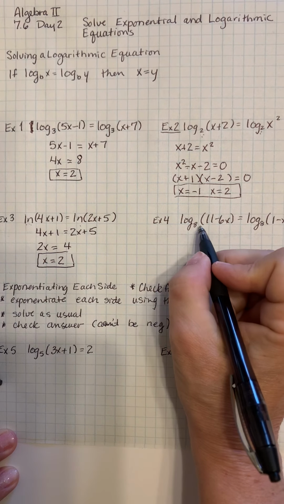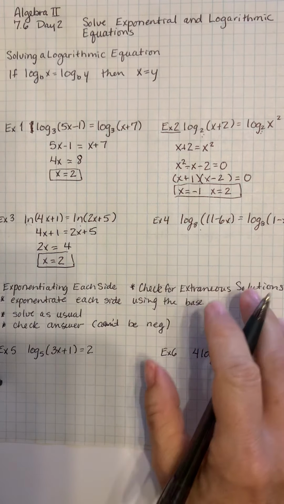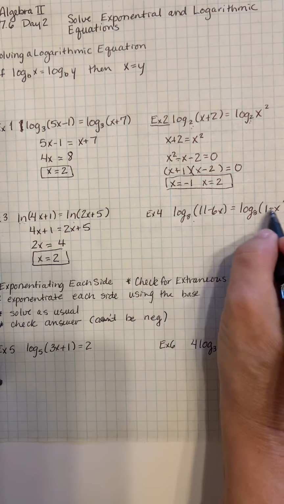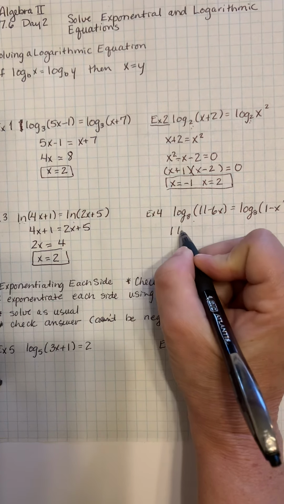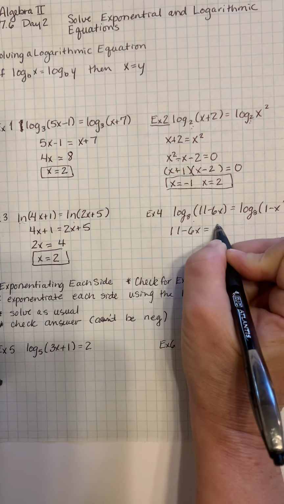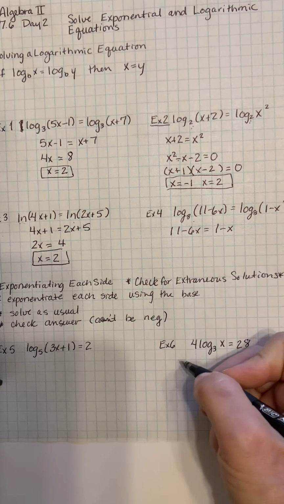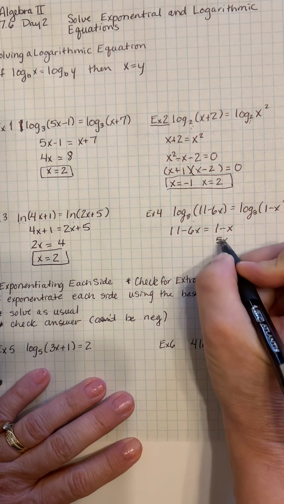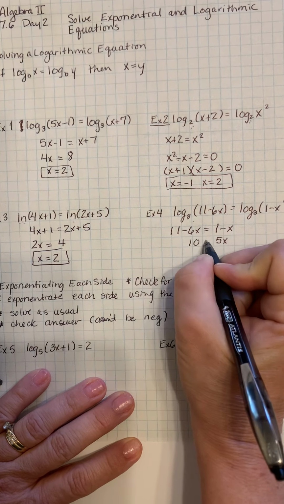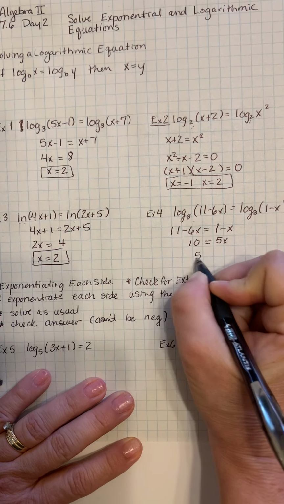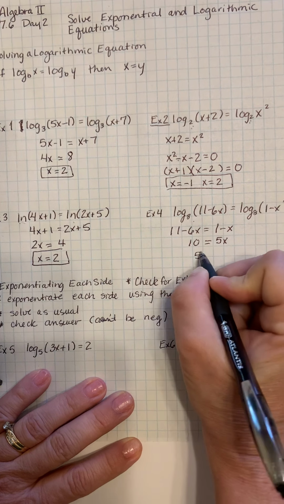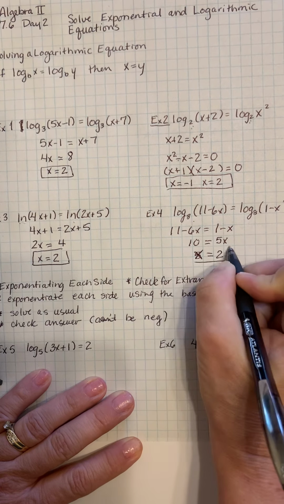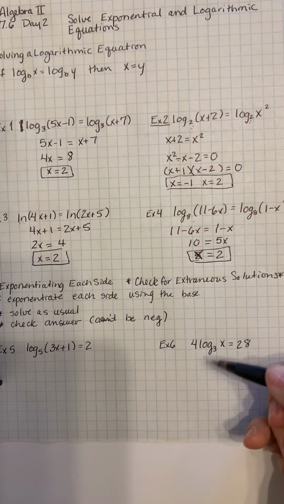Coming over here, same thing, log base 8, 1 minus x. They're going to be equal to each other. 11 minus 6x is equal to 1 minus x. I'm going to add 6x to both sides, and I'm going to have 5x over here, and subtract 1 from both sides. 10 is equal to 5x, so x is equal to 2. Now I need to check this and see if this works.